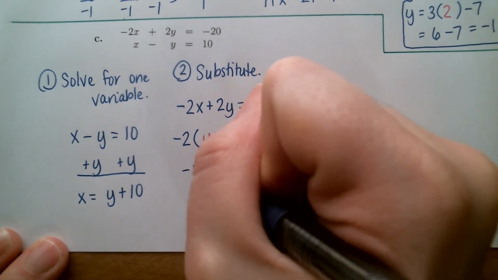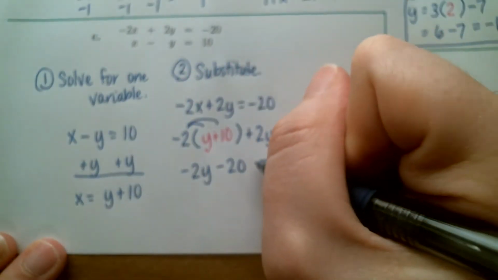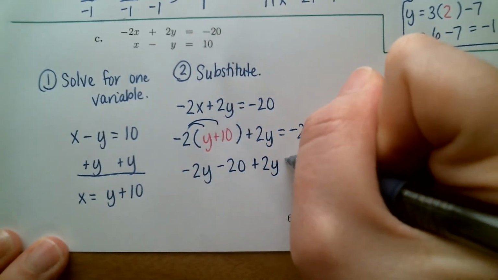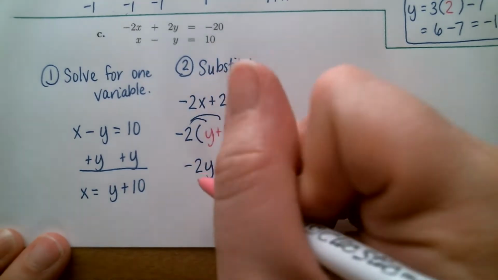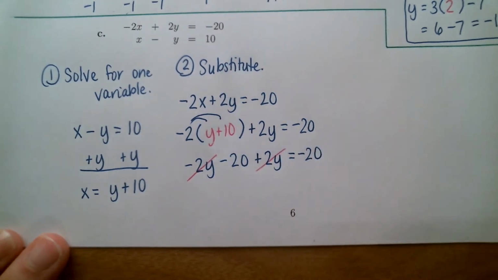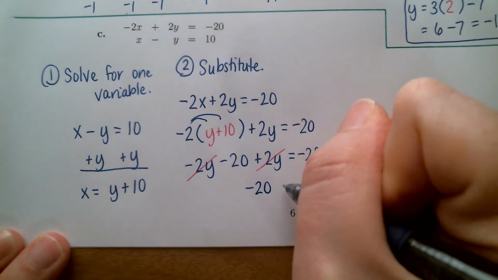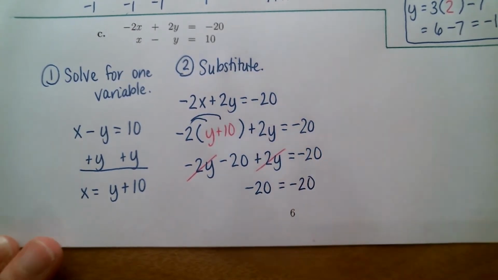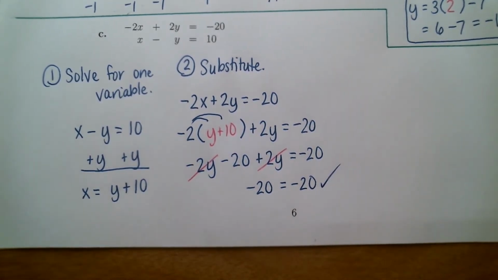We're going to get negative 2y minus 20, don't forget to distribute, plus 2y is equal to negative 20. And look what happens here. You have a negative 2y which cancels with a positive 2y, so you're left with negative 20 is equal to negative 20. The variables are gone, and you are left with a true statement. Negative 20 always equals negative 20. So what does this mean?